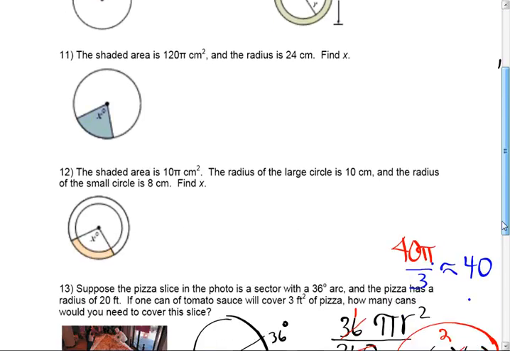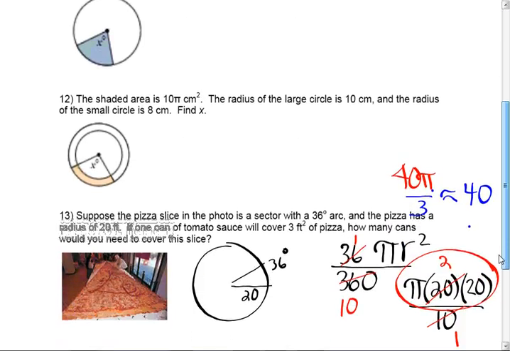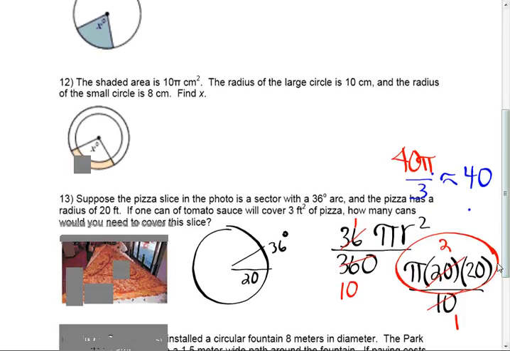Any other ones you want to look at? Did you guys get number 12 okay? Should we do 12?